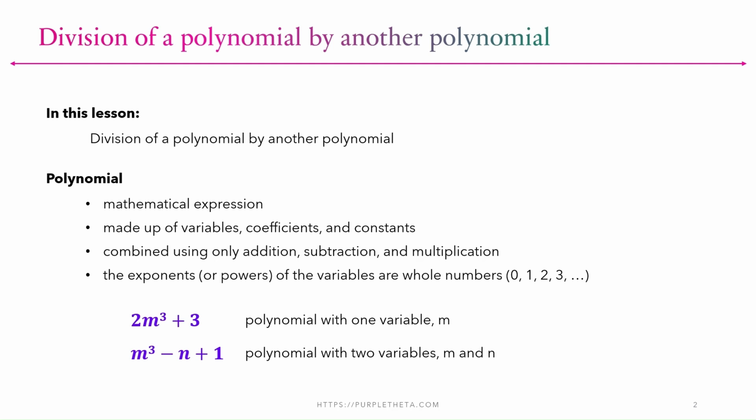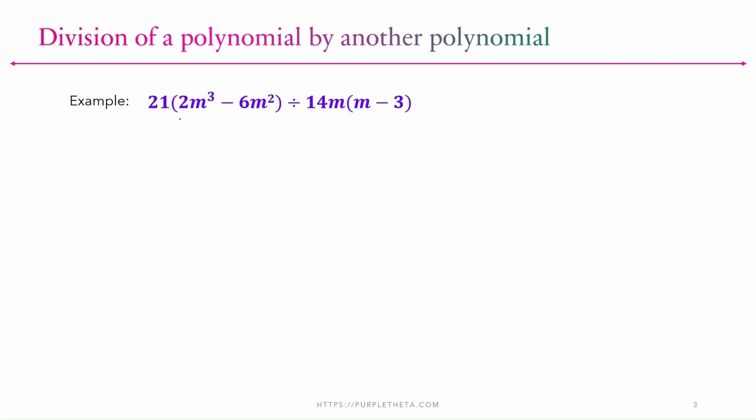Now, let us take an example to divide a polynomial by another polynomial. Okay, let us divide these two polynomials. Here, 21 multiplied by, in a bracket, 2m cube minus 6m square is the numerator, and 14m multiplied by, in a bracket, m minus 3 is the denominator, right? And since the denominator is not a single term, we cannot divide directly. So we first factorize the numerator and look for common factors. So let us look at the numerator only.